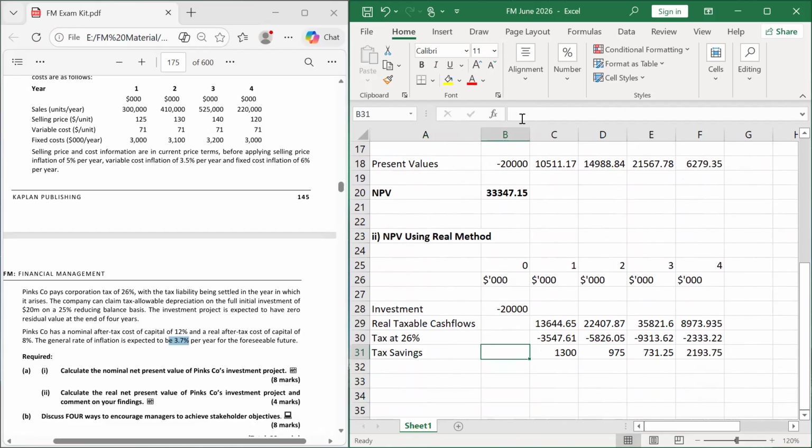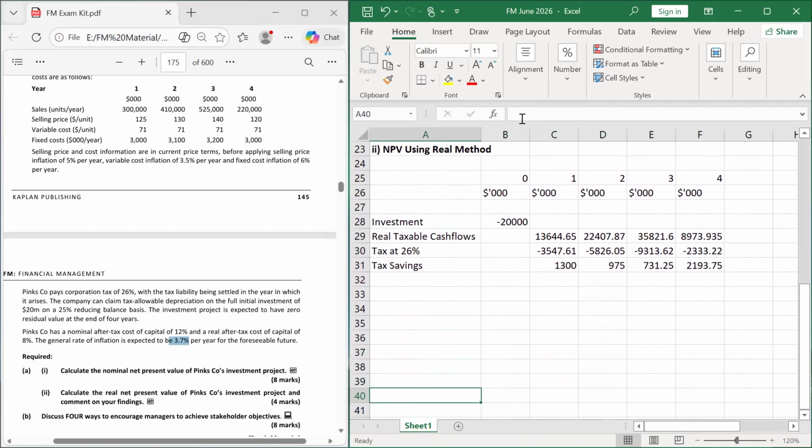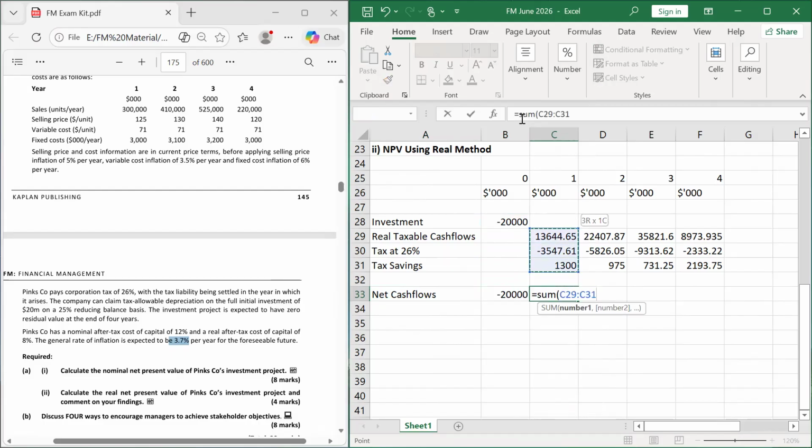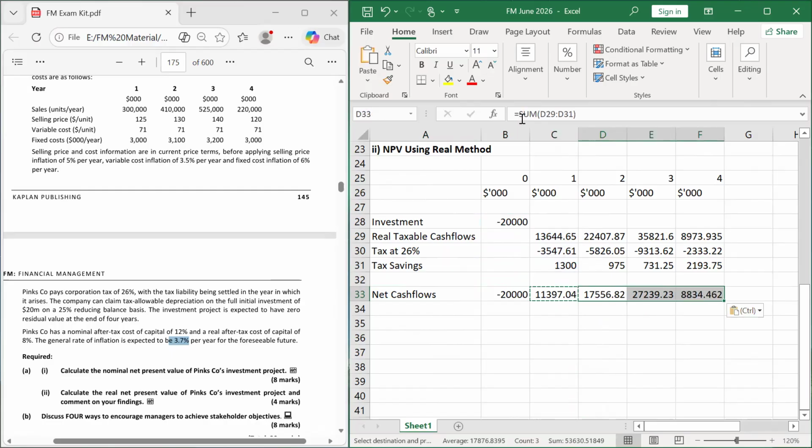Then it will give you the net cash flows. Second, net cash flows. So investment will be there, so you can just sum it. Control C, Control V. So now we'll discount because I'm using the real method. The real cost of capital is given to me, that is 8%. So I will discount it at 8%.